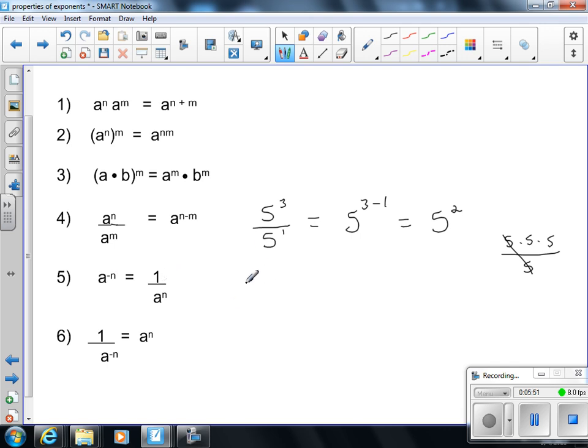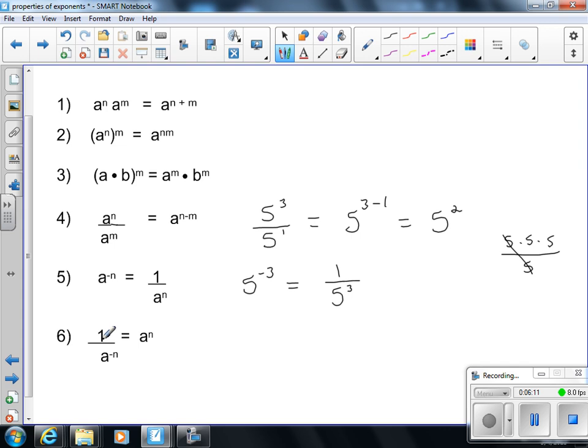For instance, if I have 5 to the negative third power, that means that I have 1 over 5 to the third power. And if I were evaluating what that is, that would be equal to 1 over 125. And we'd leave it written that way.